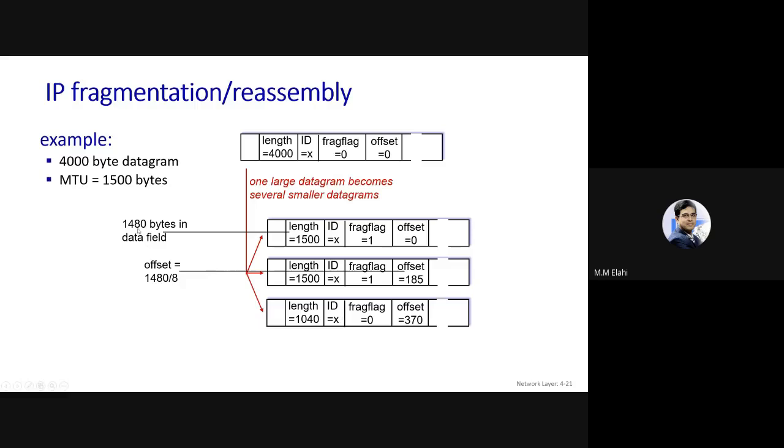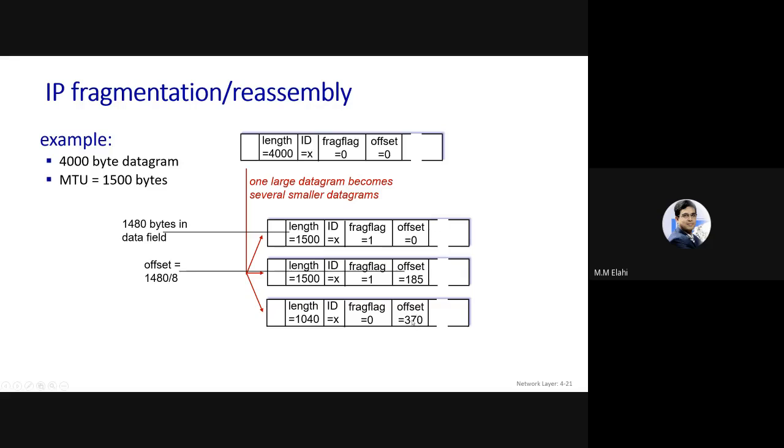Now, if you add 1480 with 1480, and subtract that from the original data of 3980 of the original packet, you will find only 1020 bytes remaining. So the third fragment will contain 1020 bytes, but the header is 20 bytes, so it will be 1040 bytes, and this will be the last because it is less than 1480. So this fragment will be the last, so that's why we set the fragment flag 0 and offset 370.